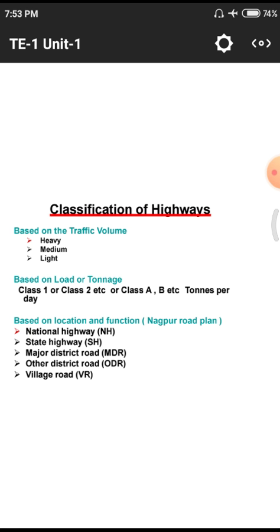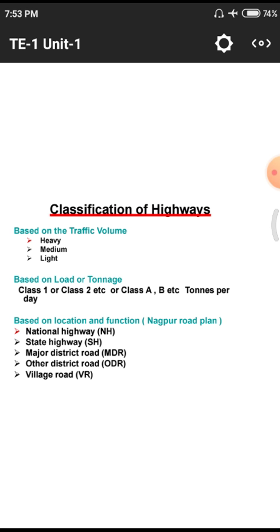In this classification the highways are, first one, national highway, interconnecting major parts of the nation. Next one, state highway, interconnecting major cities of the state. Next one, major district roads, connecting major places in the state. Next one, other district roads, which combine different districts at the state level. Next one, village roads, used to interconnect different villages in a particular district.